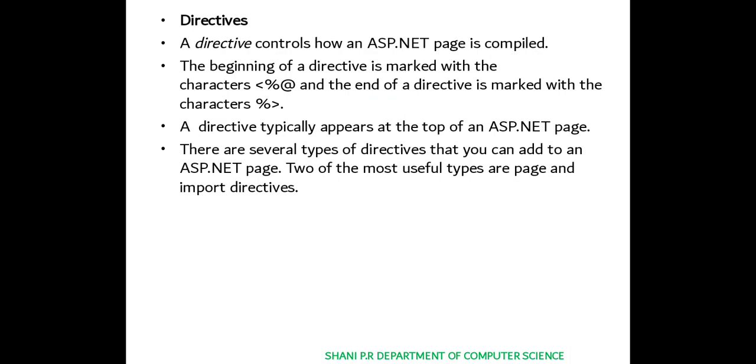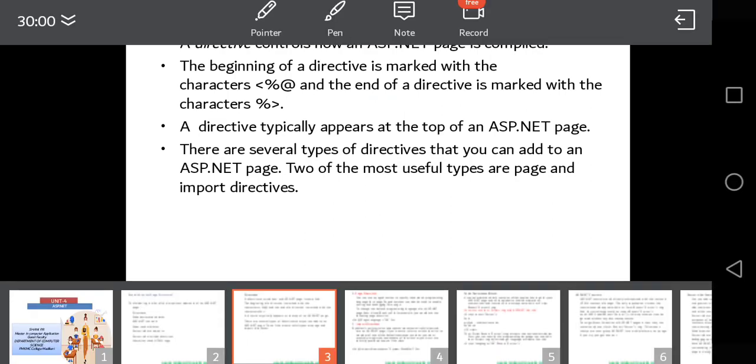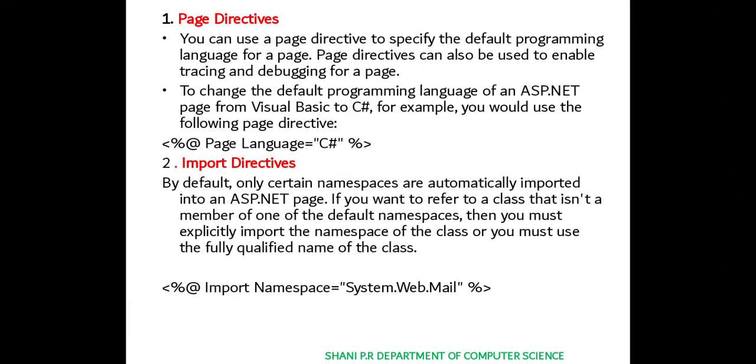There are several types of directives that you can add to an ASP.NET page. Two of the most useful types are the page and import directives. So we mainly have two types of directives: the page directive and the import directive. We can use a page directive to specify the default programming language for a page. Page directives can also be used to enable tracing and debugging for a page.